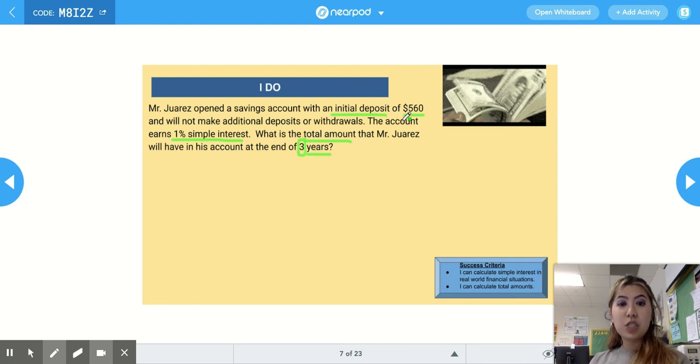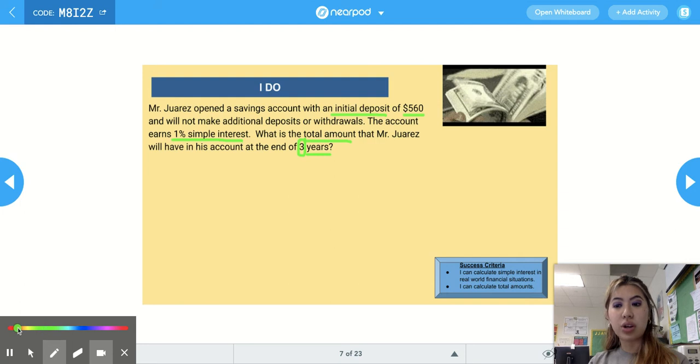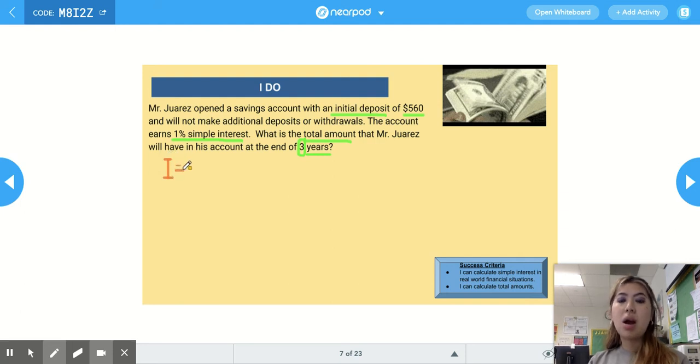So for this problem, we're not just finding the interest earned on the account, but we're finding the total amount. So after we find the interest, we're actually going to have to add that to the initial amount to find the total. But we'll start with just finding the interest earned on the savings account. So we're going to start off by writing our formula, which is I is equal to P times R times T. Again, if you forget it, it's going to be available for you on the STAR reference materials. But this is easy enough that I think you guys can remember it.